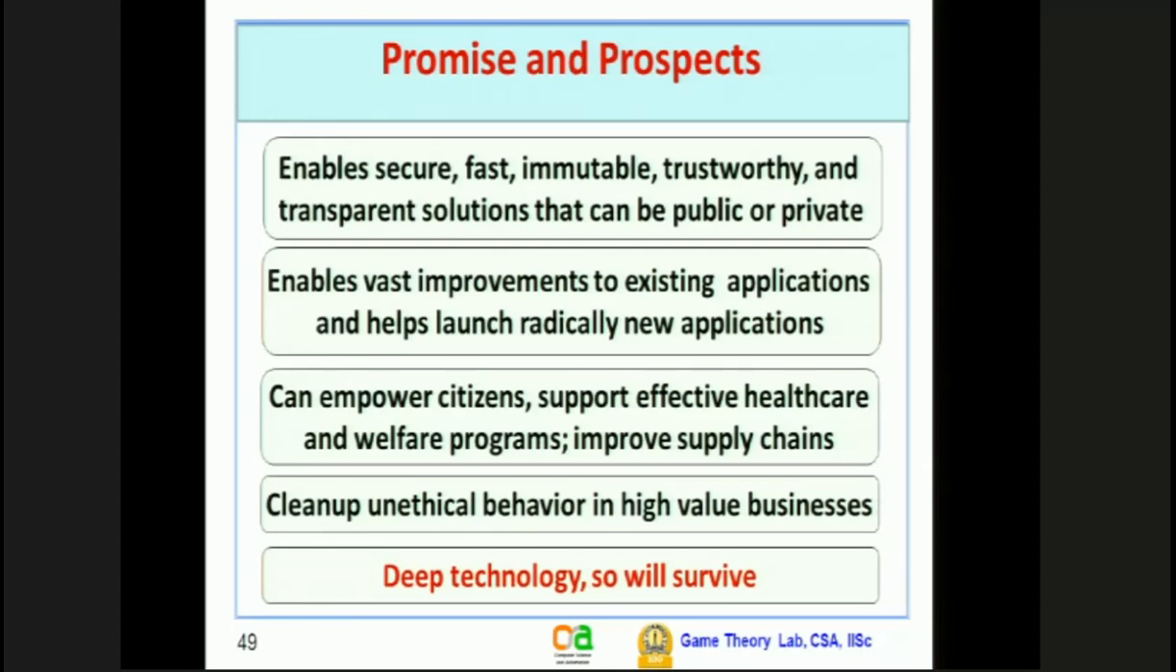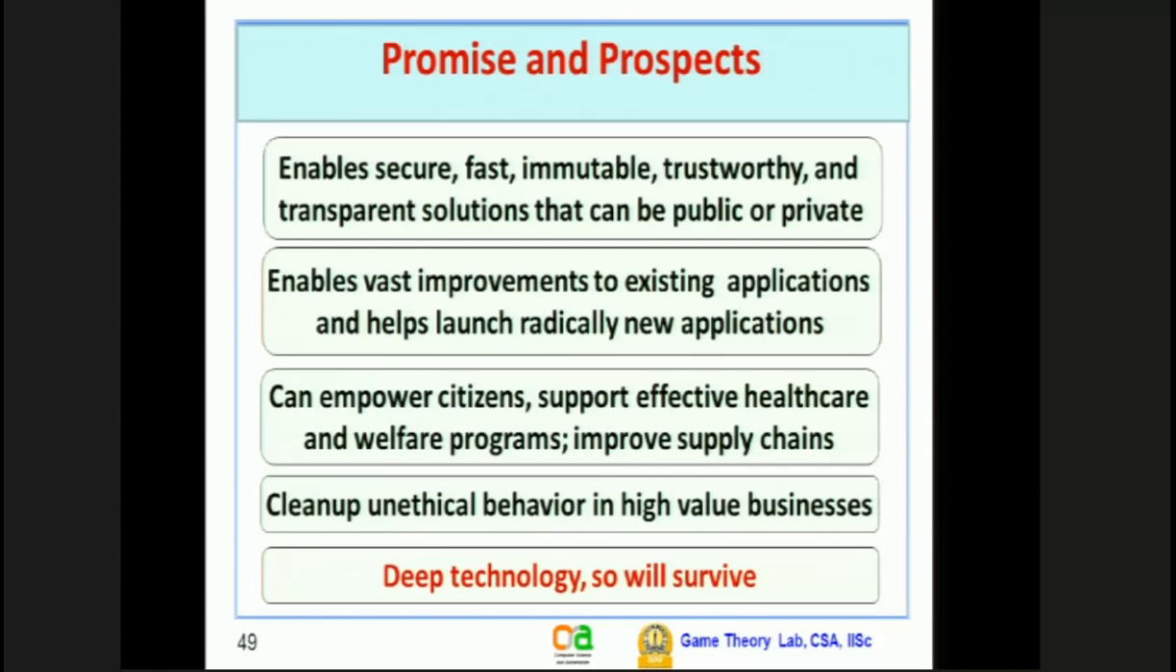What are the promise and prospects? It's very clear that blockchains enable, at least in some chosen applications, secure, fast, immutable, trustworthy, and transparent solutions. They improve existing applications and help launch radically new applications. We have actually seen some examples of applications where blockchains can be used. And they can support effective healthcare and welfare programs. That's why I put industrial and societal in the title of the talk. Hopefully they can clean up unethical behavior in high value businesses.